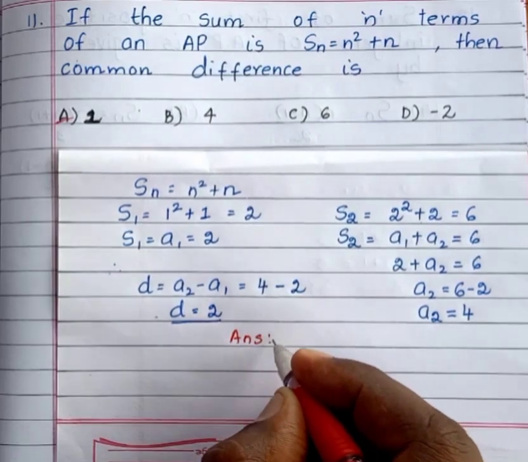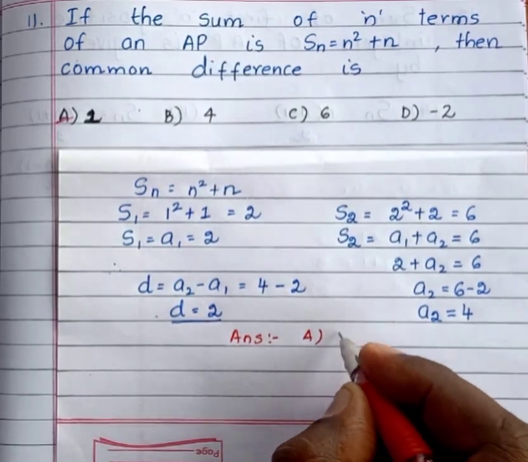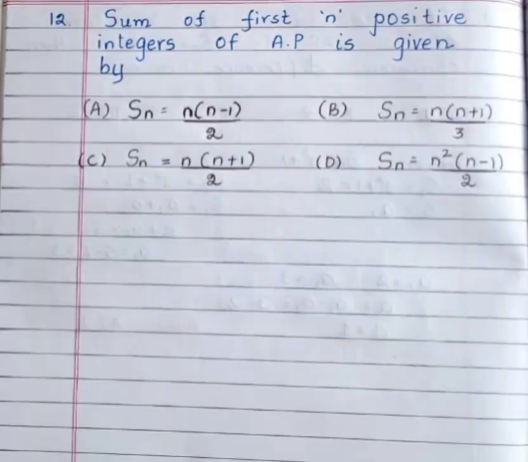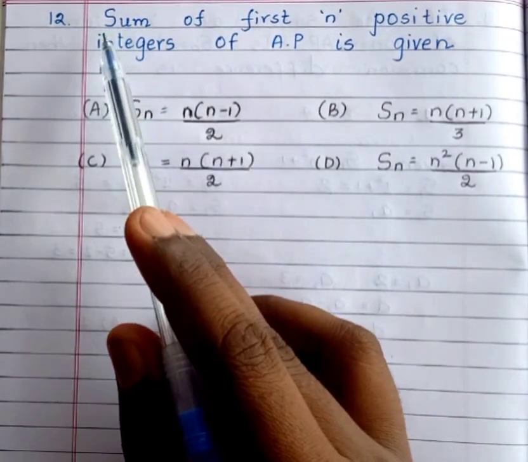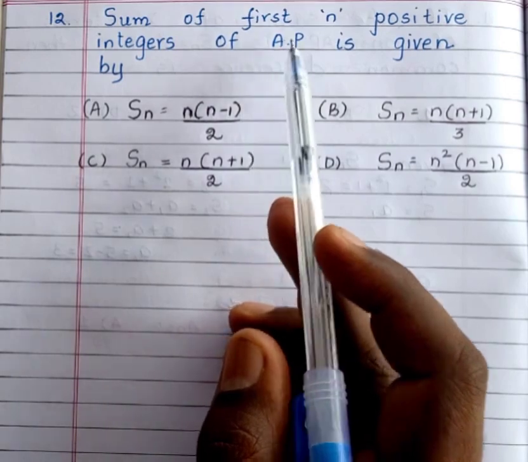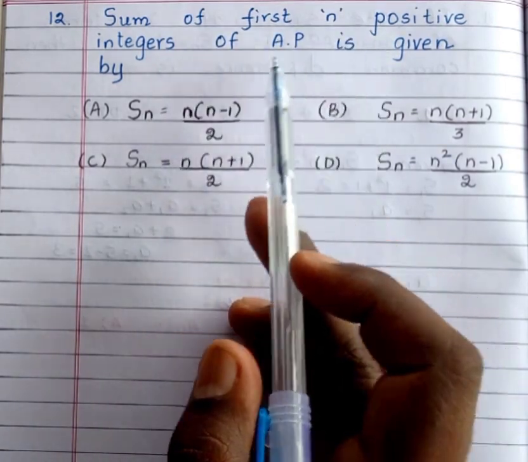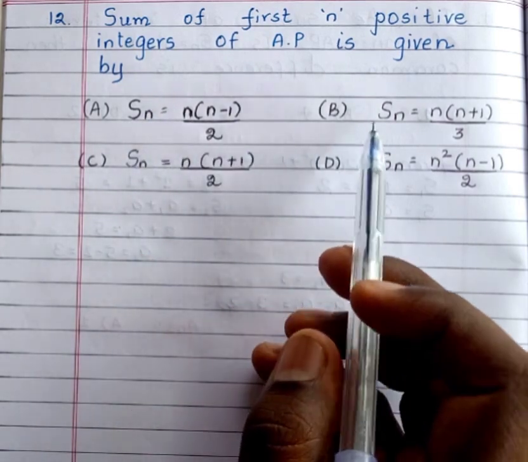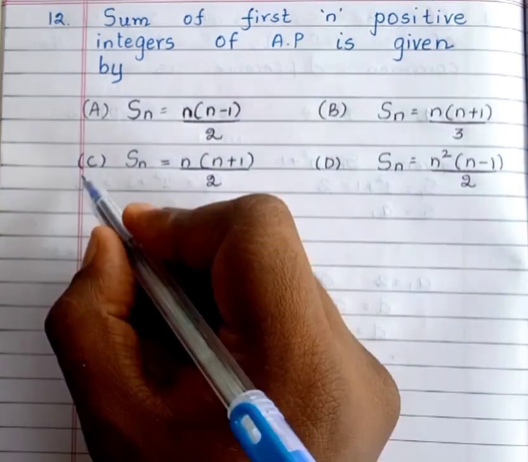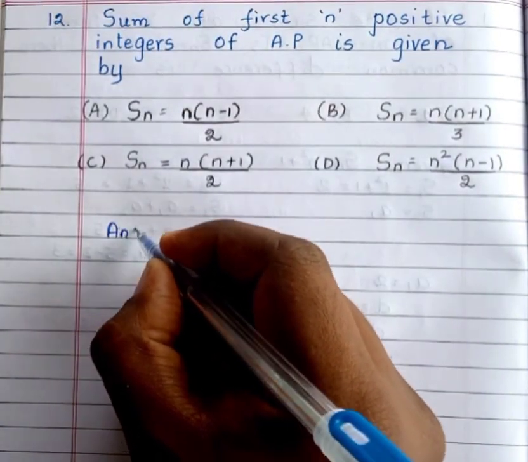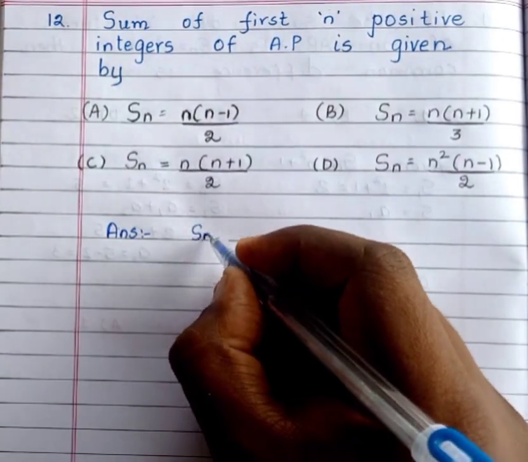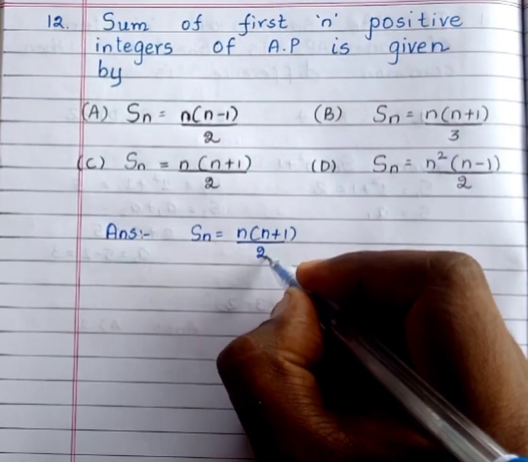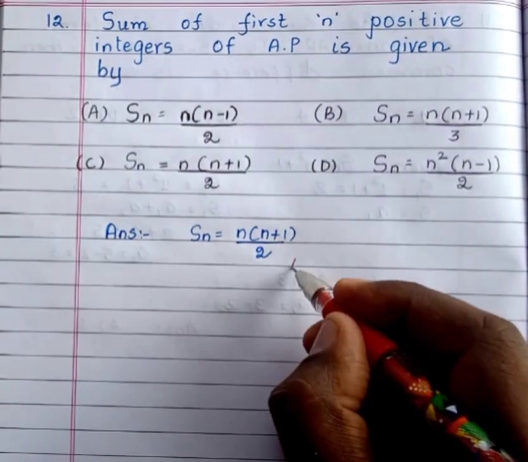Students, as solved in detail, as you practice more number of questions, you can reduce a few steps. Now, we will be moving to question number 12. The sum of first n positive integers, that is 1 plus 2 plus 3 and so on, is given by the formula Sn equals n into n plus 1 by 2. Therefore, the correct answer is option C.